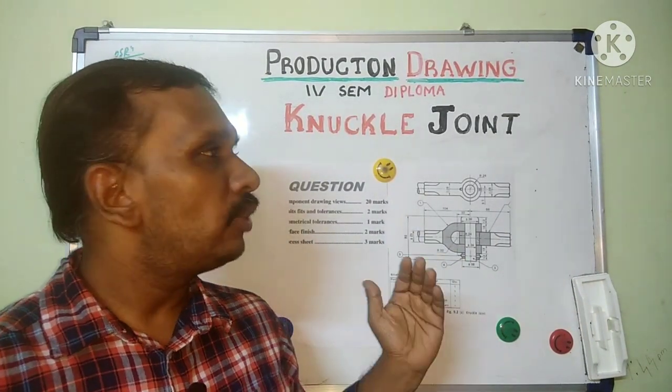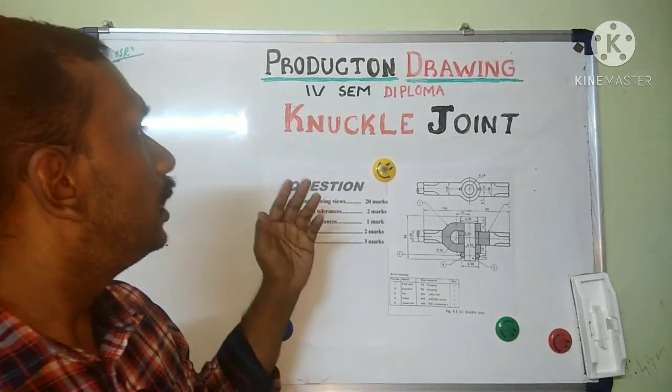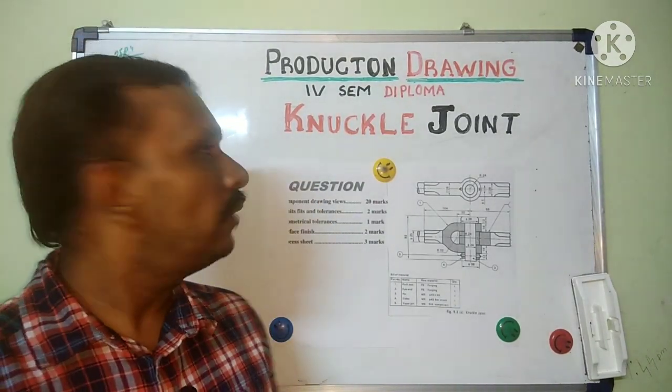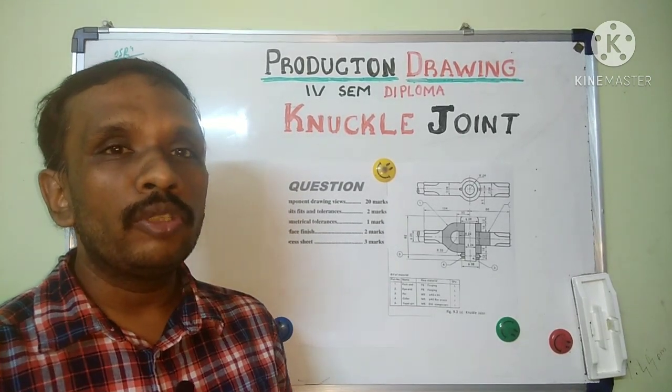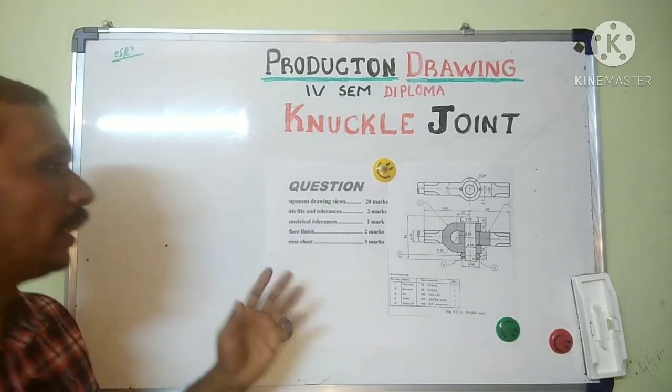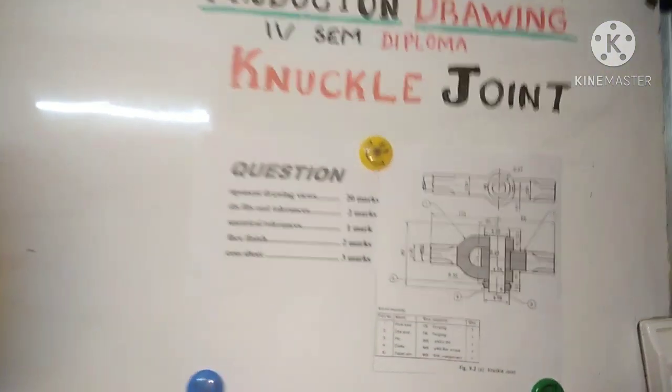So today we are going to present the assembly production drawing of knuckle joint. So these are also one of the important joints. So what we are going to discuss in detail. So let us focus on what kind of question we are going to get.